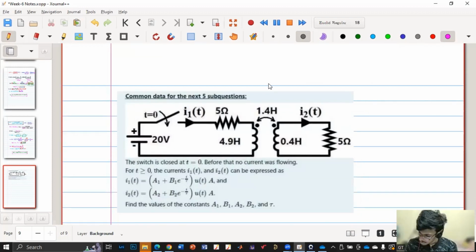So this is our problem 3 for today. Now here you need to follow the steps that we discussed last week, which is how to get these mutual inductance voltage polarities. And the other thing, which is today's topic: first convert it into S domain and then solve.